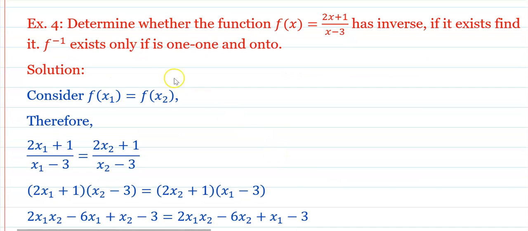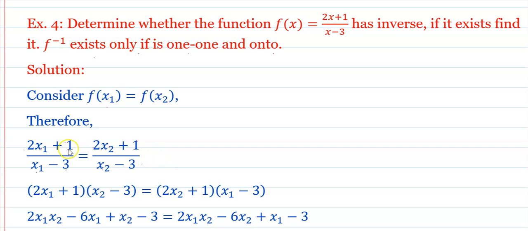Now the next, determine whether the function f of x is equal to 2x plus 1 upon x minus 3 has an inverse. If it exists, find it. F inverse exists only if it is one-one and onto. Now first, consider f of x1 is equal to f of x2. Therefore, 2x1 plus 1 upon x1 minus 3 is equal to 2x2 plus 1 upon x2 minus 3.